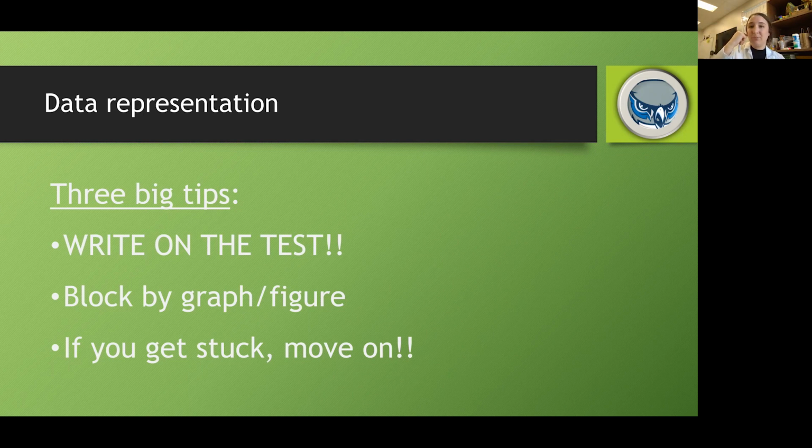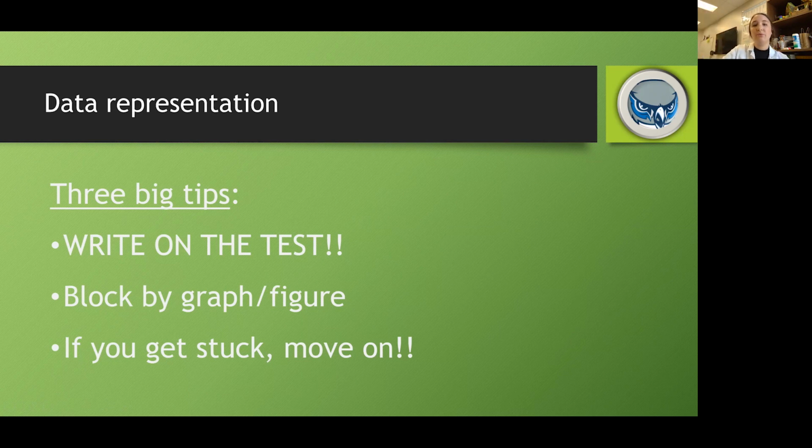My second big tip is to block by graph or figure. So it'll say in figure 1 or in figure 2 or in table 1. There will be several questions that reference that 1 or 2 tables or figures. In this case, we've got 2 figures that the passage will refer to and that the questions will refer to.